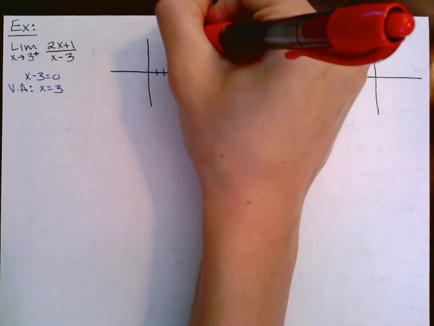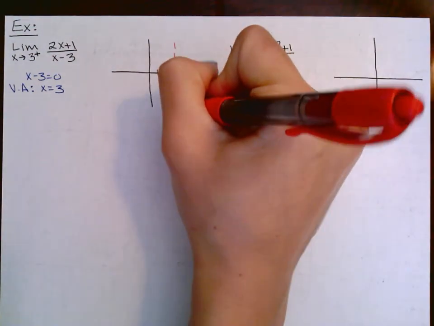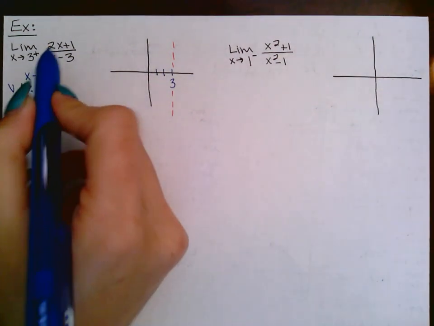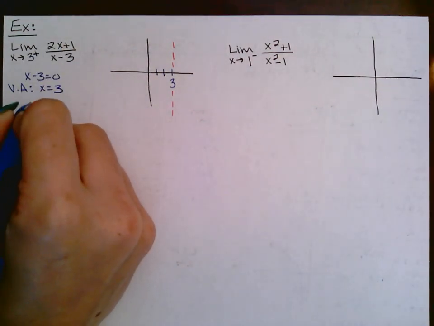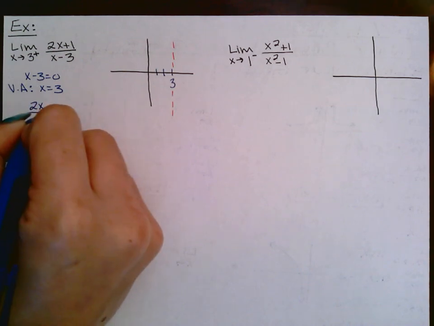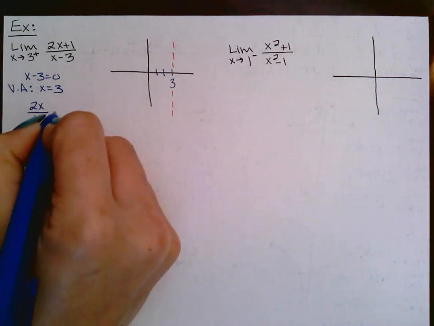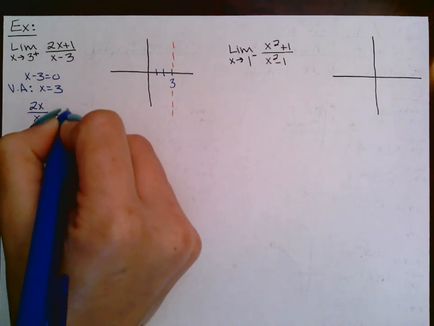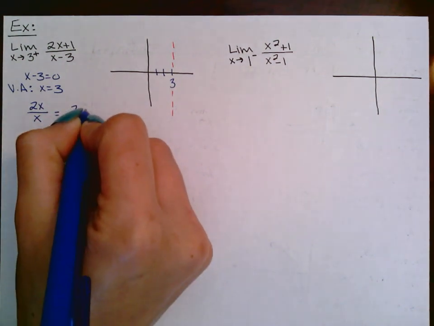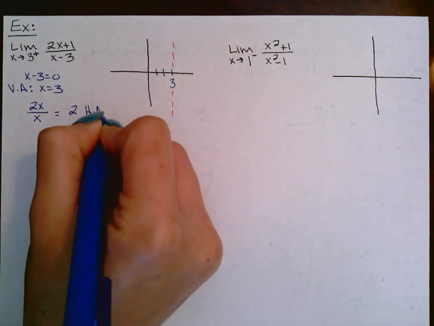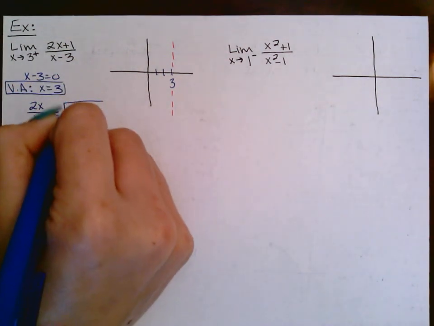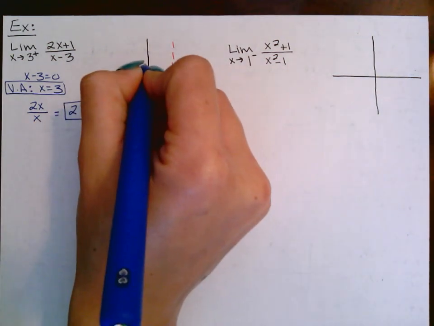And then the next rule was comparing the highest exponent in numerator and denominator. So if I have 2x over x, the exponents are the same, therefore 2 over 1, which is 2, is my horizontal asymptote. Okay? And again, that's on the y.